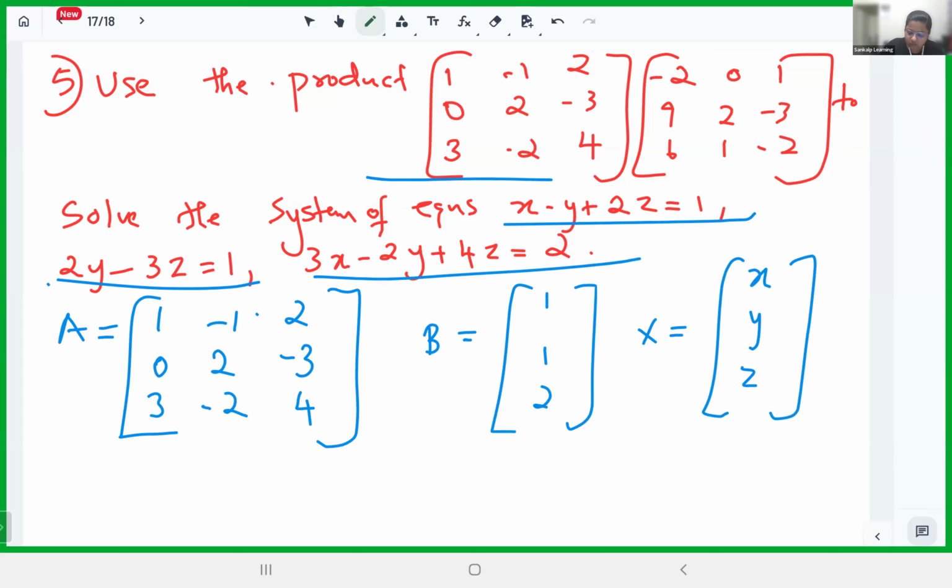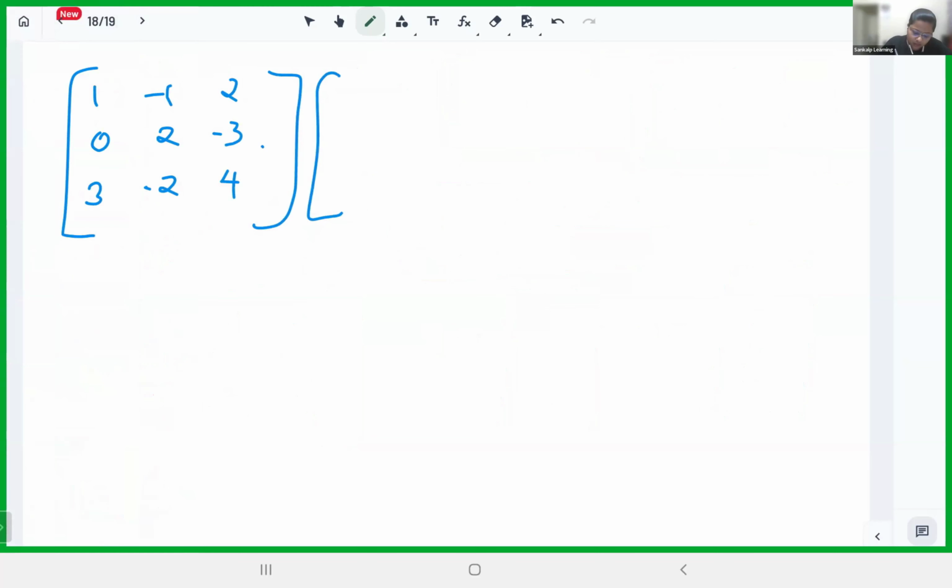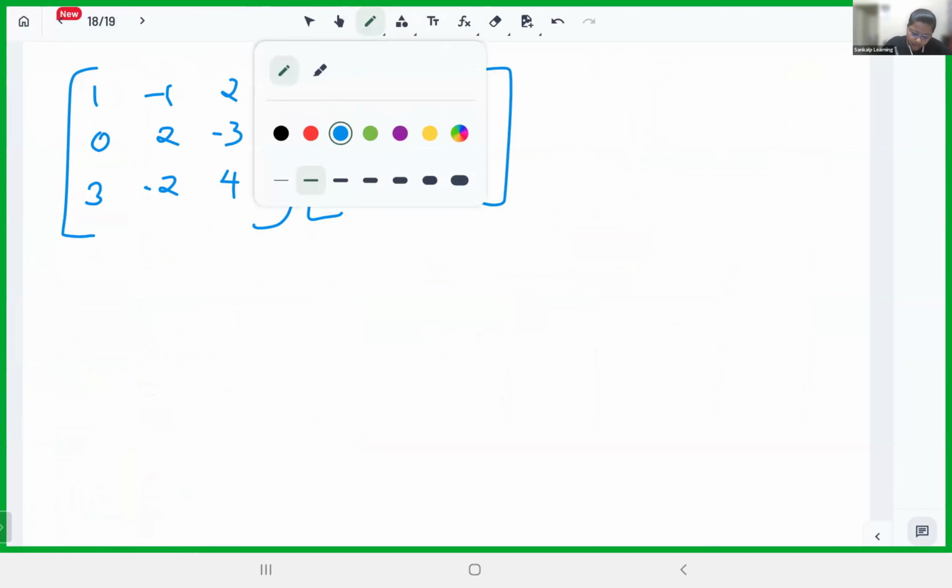So first we have to find out the product, and using that you can solve the system of equations. For that, we need to do the matrix multiplication, right? So the matrices are 1, minus 1, 2, 0, 2, minus 3, 3, minus 2, 4 into minus 2, 0, 1, 9, 2, minus 3, 6, 1, minus 2. So these are our matrices. All right.